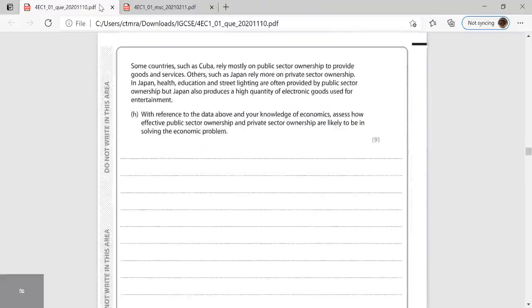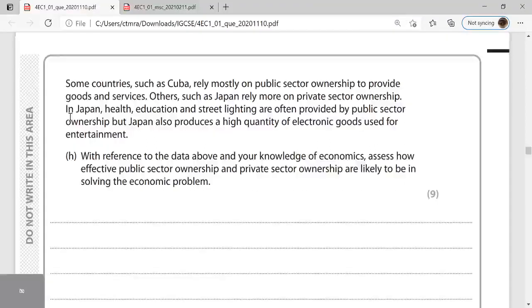Okay, next is this one. It's a 9 marks question. Many people struggle with this kind of question, but I'll show you. We'll just break it down and it will seem easy. So instead of reading the case first, we'll read the question. It will help you, more on private sector ownership. In Japan, health, education, and street lighting are often provided by public sector ownership. But Japan also produces a high quantity of electronic goods used for entertainment. So you can see that Cuba is mostly depending on the government and the public sector, and Japan is mostly depending on the private sector. Okay, so let's see.